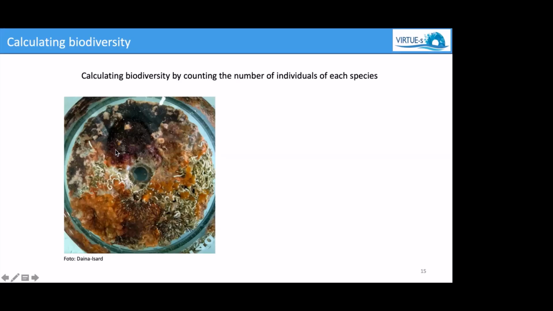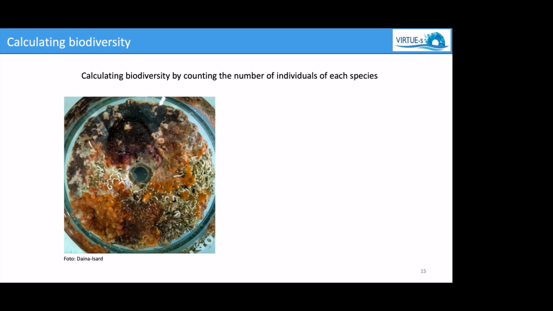We have identification plates on the Virtu website, which can be used for identifying the organisms found on the plates. But again, it will be a really big challenge for the students to identify all the organisms that they will find.